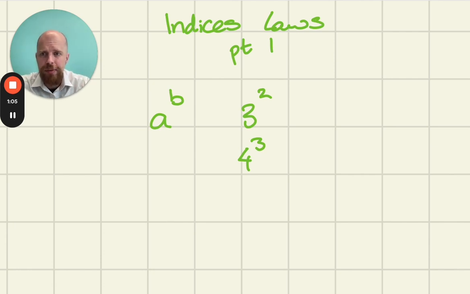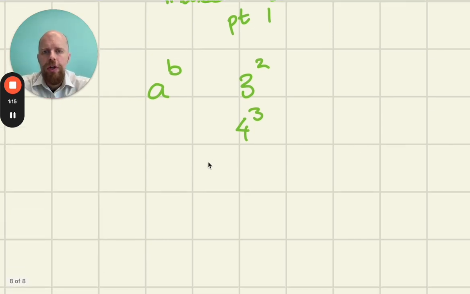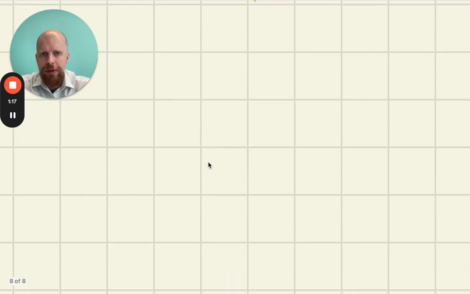You have the base, which is the letter a, and you have b, which is the power. Now, these laws only work when the base, that's the letter a, is the same. The first one we're going to look at is multiplying.